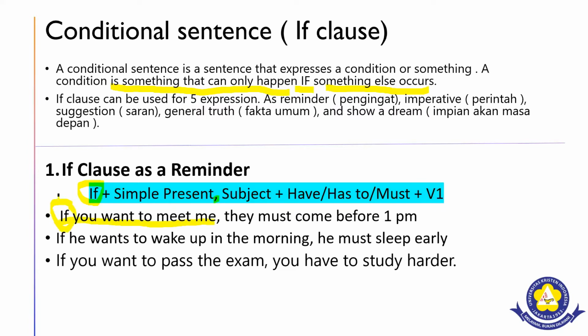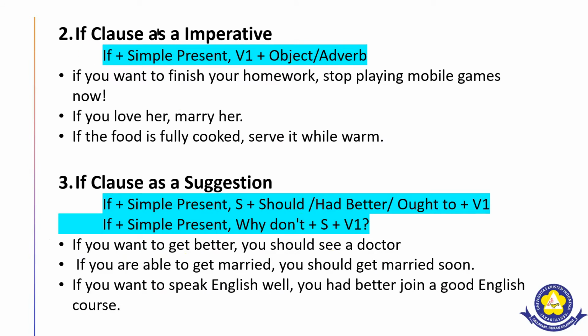So the first is the conjunction, then the simple present, comma, then subject, must, and then the verb. And then this is the adverb, if needed. The second example, if he wants to wake up in the morning, he must sleep early. So this is followed with the pattern. The third one is, if you want to pass the exam, you have to study harder. So from these 3 examples, these sentences are used as a reminder.